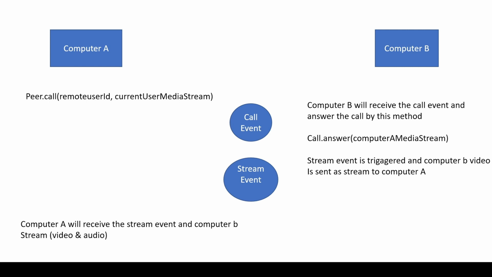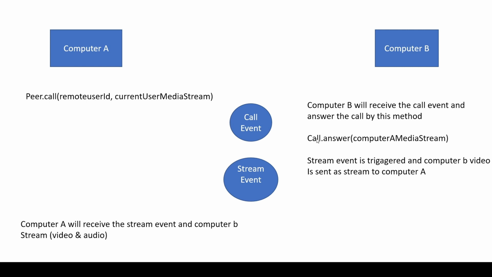So we are just calling the call method and passing the remote user ID and the current user media stream. After that, the call event will be triggered. As you can see, computer B will receive the call event and answer the call with this particular method. So it's quite simple. Computer A is emitting the call event and computer B is listening for it and answering the call with the call.answer method, taking computer A's media stream as a parameter, which will be sent by computer A.